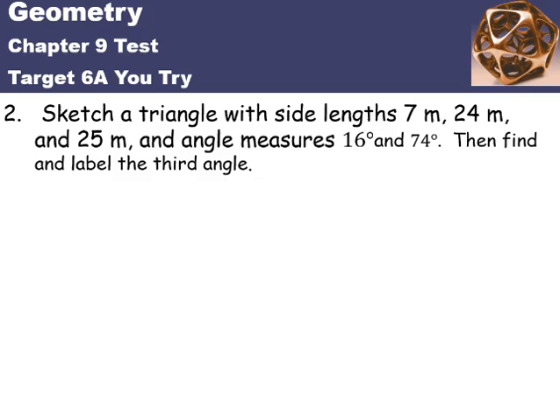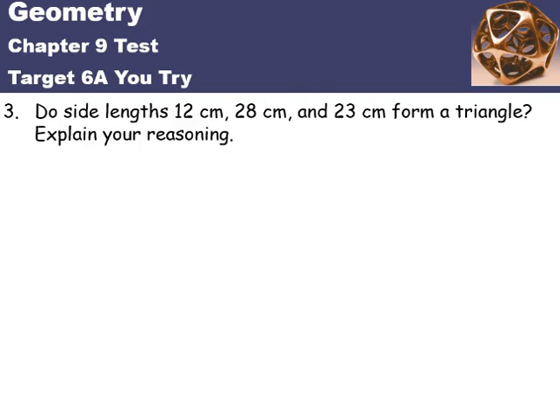Okay. Number 2, sketch a triangle with side lengths 7, 24, and 25 with angle measures 16 and 74, and then find and label the third angle. And lastly, number 3, do side lengths 12, 28, and 23 form a triangle? Explain your reasoning. Okay? Good luck.